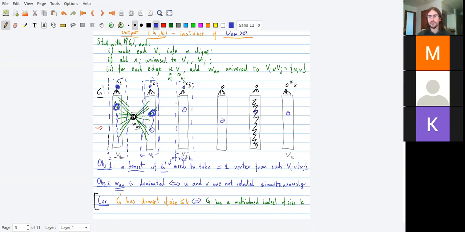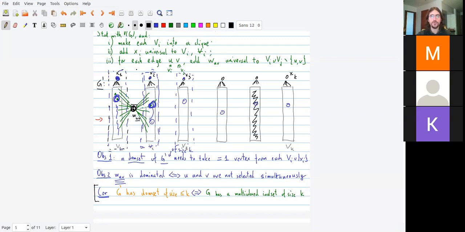So this edge puts a constraint that the two vertices are not taken simultaneously, which is exactly the constraint given by the domination of WUV. So this proves the corollary that my graph G prime has a dominating set of size at most k if and only if the original graph G has a multicolored independent set of size k. In other words, selections of dominating sets taking one vertex from each of the parts correspond exactly to selections of multicolored independent sets in the original instance. Good, so this proves the faithfulness of this reduction. The reduction works in polynomial time, so in particular in FPT time, and the parameter blow-up is the identity. So this proves W-hardness of dominating set.